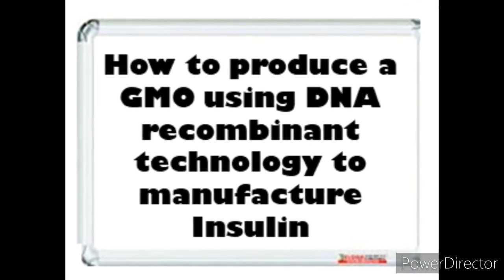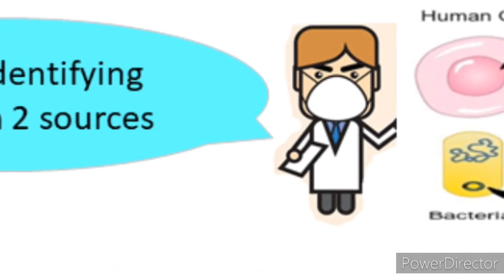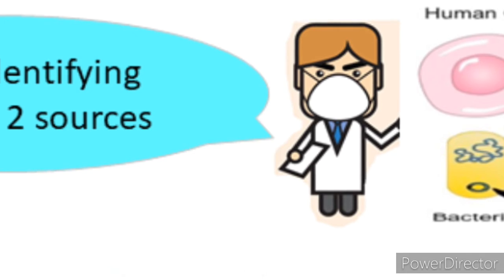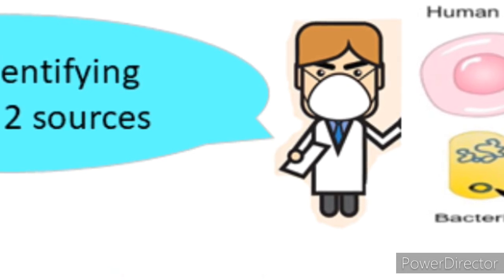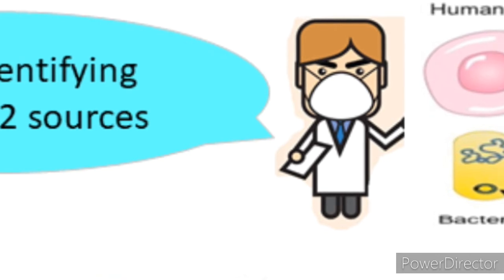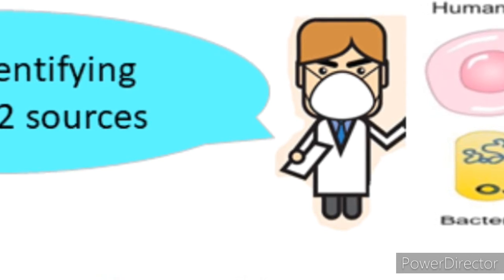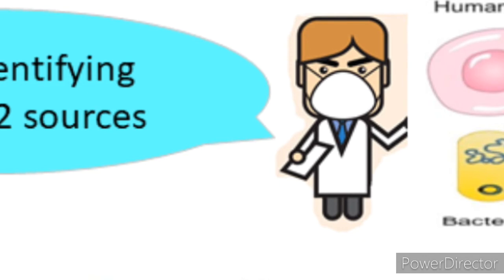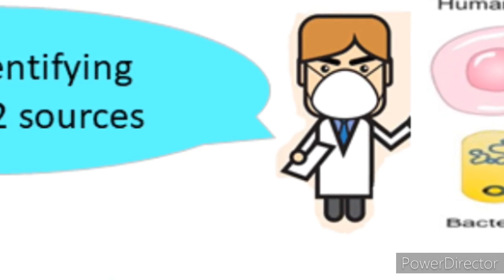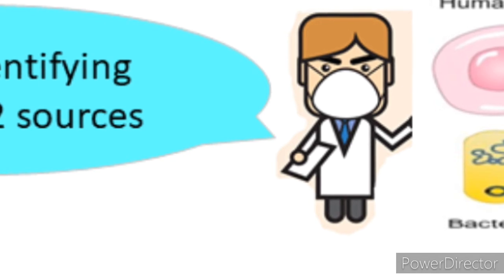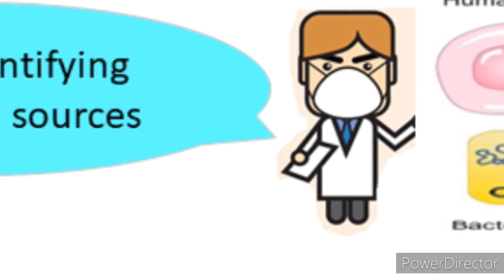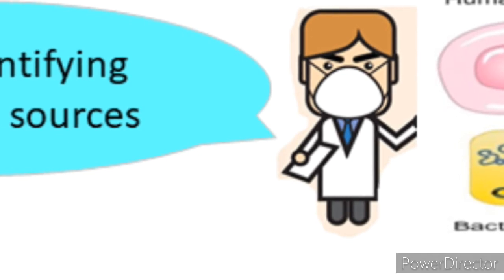So the first step is to identify DNA from 2 sources. In our example, the first DNA is from the human cell, which is the insulin producing gene. And then the second DNA is the plasmid from the bacteria. Now that we have our target, we are ready to go to step 2, which is how to get the DNA.